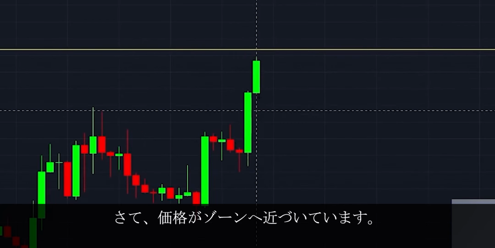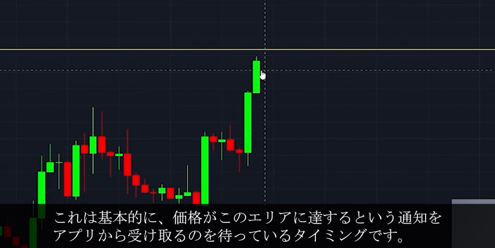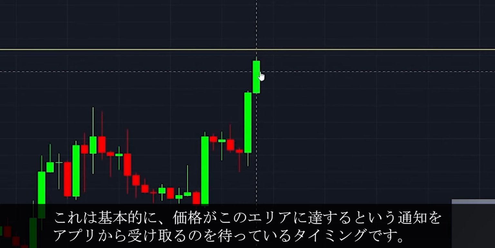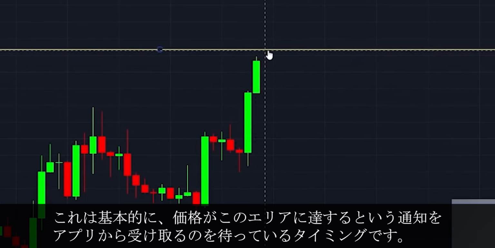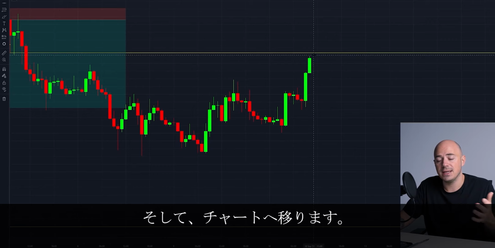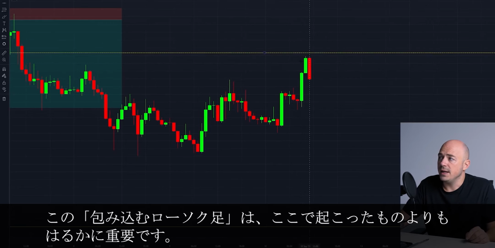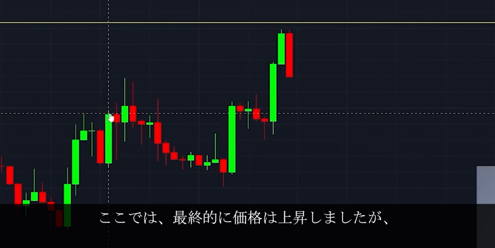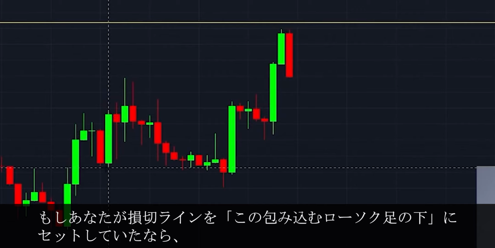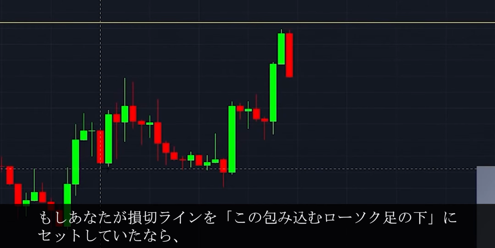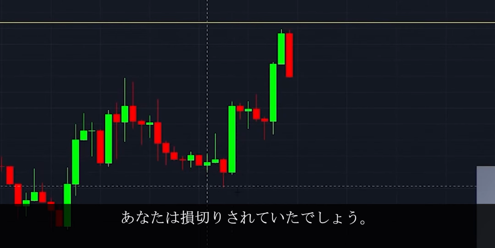So as we're getting closer to this zone, this is when you're waiting basically for your app to give you a notification that price has hit this area. Then you can hop on the charts and look for these specific candlestick patterns. This right here is way more significant than this right here. I know that this eventually went up, but if you had set your stop loss below this engulfing candle right here, you would have been stopped out.